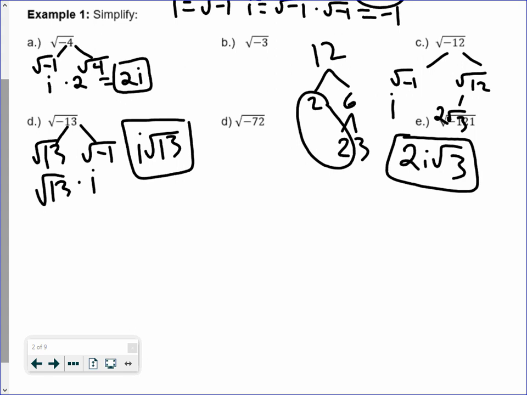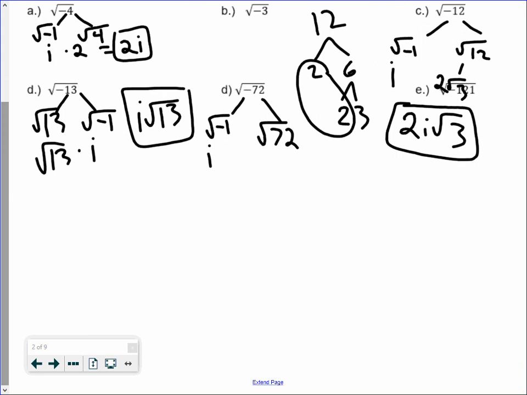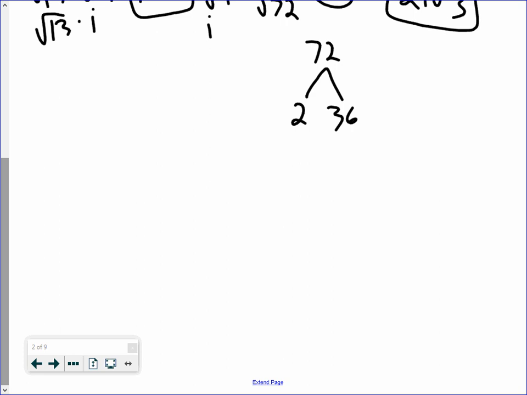Okay, so let's go ahead and do D as well. We're going to start like we did every other problem. We're going to split it up: the square root of negative 1 multiplied by the square root of 72. The square root of negative 1 just becomes i. And now we can deal with the square root of 72 like we did in day 1 of these notes, right? So the square root of 72, let's go ahead and break it down. We'll make a little tree: 72 is 2 and 36. 36 becomes 6 and 6. And these both become 3 and 2.